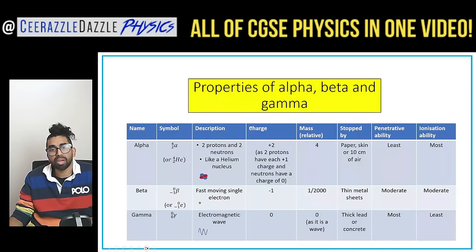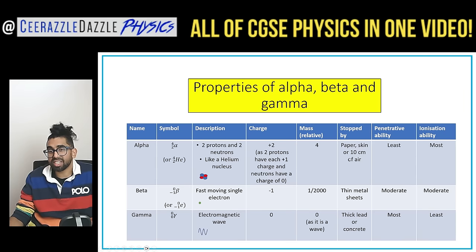Properties of alpha, beta, and gamma. So this table you should hopefully memorize that we've got alpha, beta, and gamma over here, and I've got the symbols of them. Alpha 4-2, description of alpha particles, two protons and two neutrons, like a helium nucleus. The charge is plus 2, why? It has two protons. Relative mass is 4, because there are two protons and two neutrons. Each one of them is worth 1.